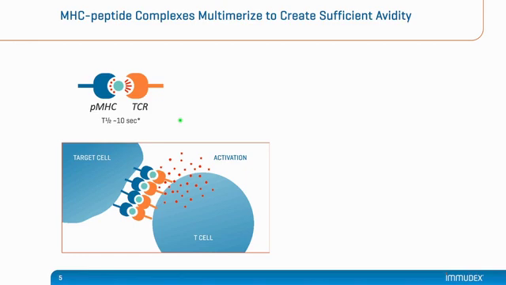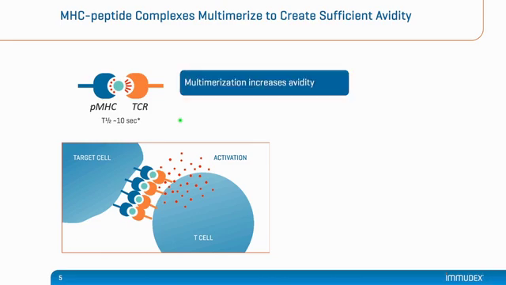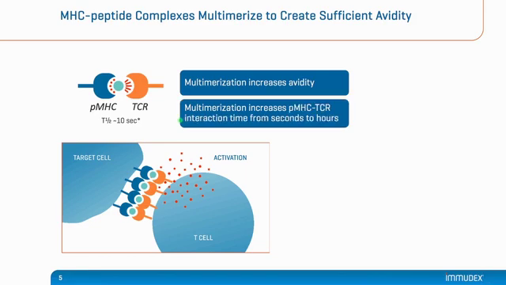In vivo, this apparent limitation is overcome by having several TCRs on the T cell interact with several MHC complexes on the target cell at the same time. And this increases both the strength and the duration of the interaction between the T cell and the target. And it allows for the activation of the T cell and all the subsequent effector functions to kick in. So by multimerizing this interaction, we can increase the effective affinity, also known as the avidity. And this multimerization allows us to increase the interaction time from mere seconds up to minutes or even hours.